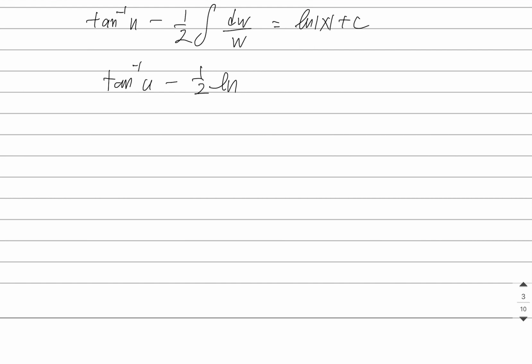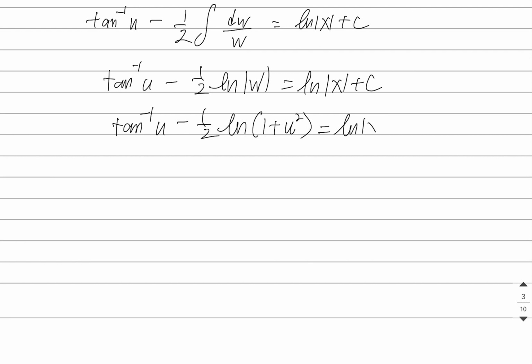We will have tan inverse of u, subtract 1/2 dw over w, natural log of x plus a constant. Tan inverse u minus 1/2 natural log of w, natural log of x. Now we begin the substitution process again. Tan inverse of u minus 1/2 natural log of 1 plus u squared.